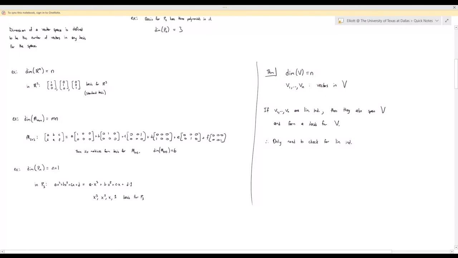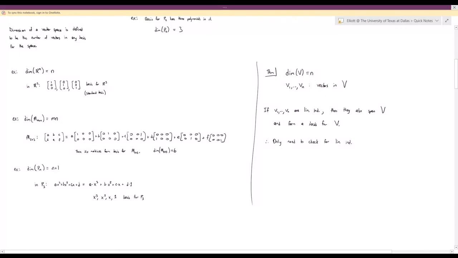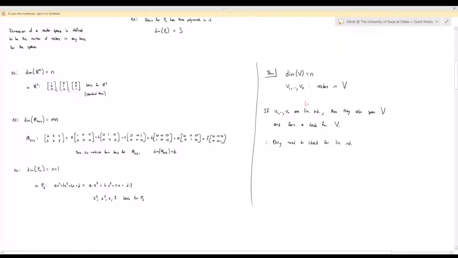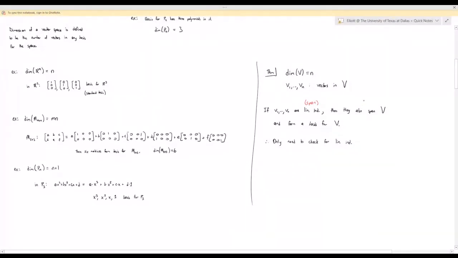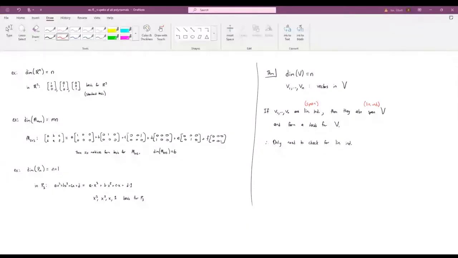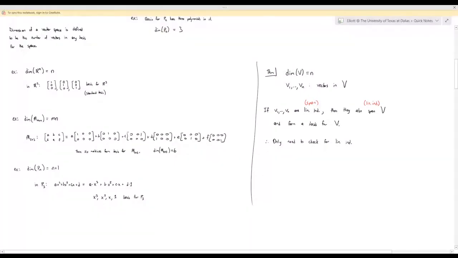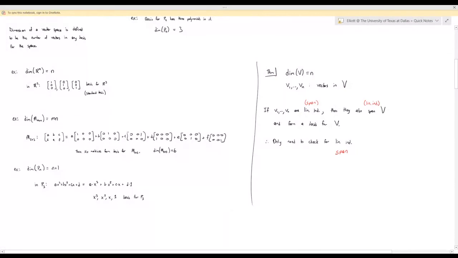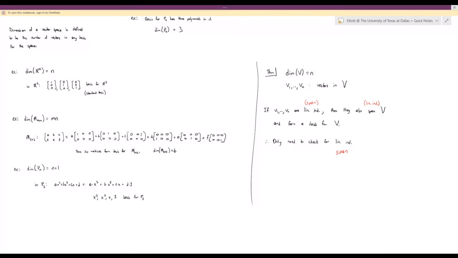Likewise, if you have n vectors in an n-dimensional space that span the space, so if instead of linearly independent I say that they span, then they would also be linearly independent and therefore be a basis. So really, when you have n vectors in an n-dimensional space, you only need to check one of the conditions of being independent or spanning. Once you verify one of them, the other is guaranteed to also be true. And therefore, you'll know that you have a basis.